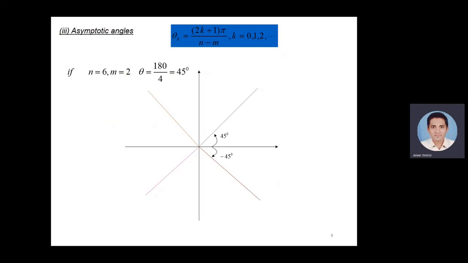The asymptote angle can be found with the help of this theta. Theta is equal to (2k plus 1) times pi divided by n minus m, where k goes 0, 1, 2. Then if n is equal to 6, m equal to 2, then theta is equal to 180 divided by 4, since 6 minus 2 is 4, and that is equal to 45. So the angle of asymptote is drawn with the help of the centroid, and that angle is 45 degrees.